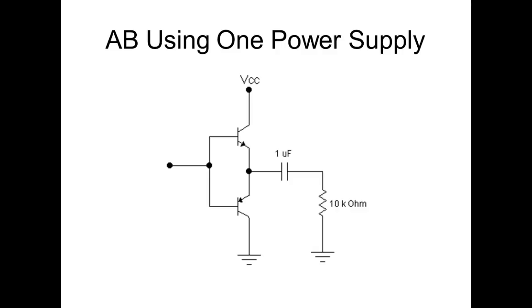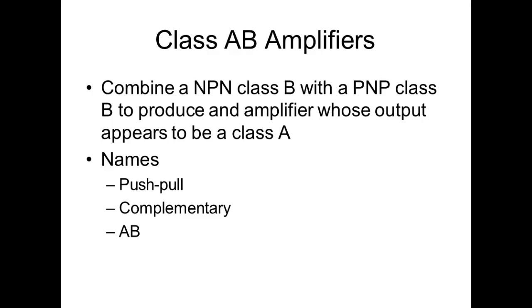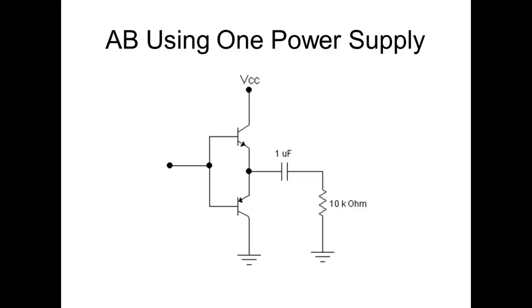Push-pull. Now these are called push-pull amplifiers. They're also called complementary amplifiers, and they're also called AB class. So the class is AB. But these are three names. So the class of amplifiers is AB. So people call this push-pull, or they call it a complementary amplifier. And what do we mean by complementary?